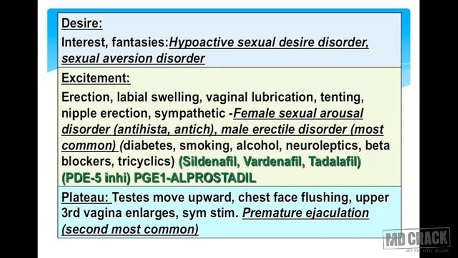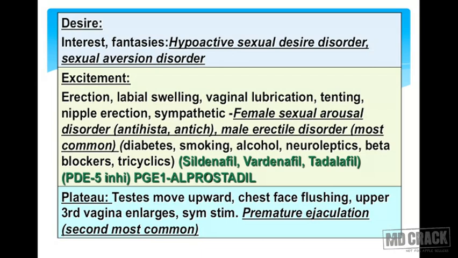The next one is called male erectile disorder, which is in the males, and this is the most common sex disorder in the males. The factors which are going to precipitate it are diabetes, smoking, alcohol, neuroleptic agents, beta blockers, and the tricyclics. The drugs which are used to manage this are sildenafil, vardenafil, and tadalafil. I hope you know all these drugs. These are PDE5 inhibitors, and you also have a prostaglandin E1 called alprostadil.